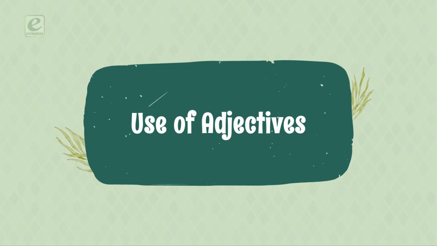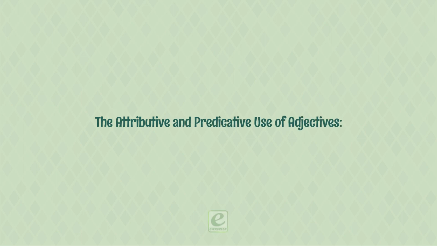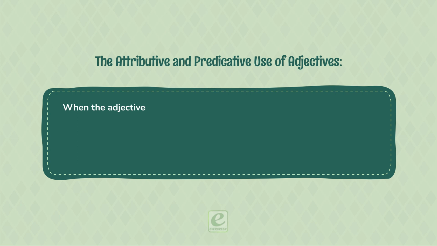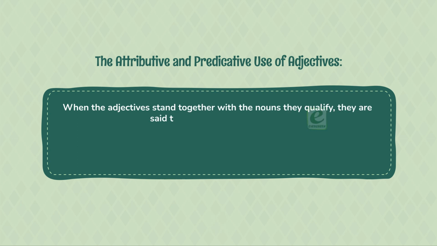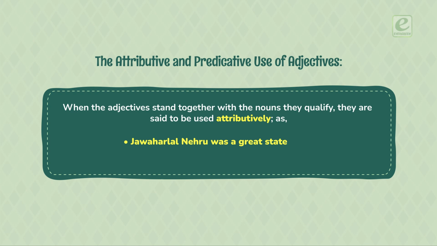Use of adjectives. The attributive and predicative use of adjectives. When the adjectives stand together with the nouns they qualify, they are said to be used attributively, as Jawaharlal Nehru was a great statesman. Some boys brought honor to the school.